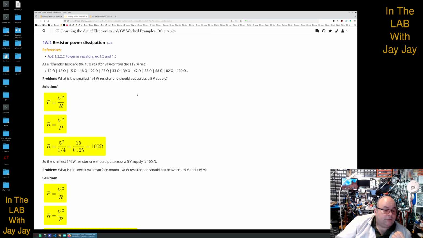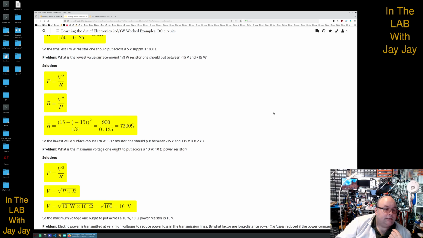So there's a bunch of problems. The first problem is, what is the smallest quarter watt resistor one should put across a 5 volt supply? Power is V squared on R, so R is V squared on P, R is 5 squared on 1/4, which is 25 on 0.25 equals 100 ohms. So the smallest quarter watt resistor one should put across a 5-volt supply is 100 ohms.